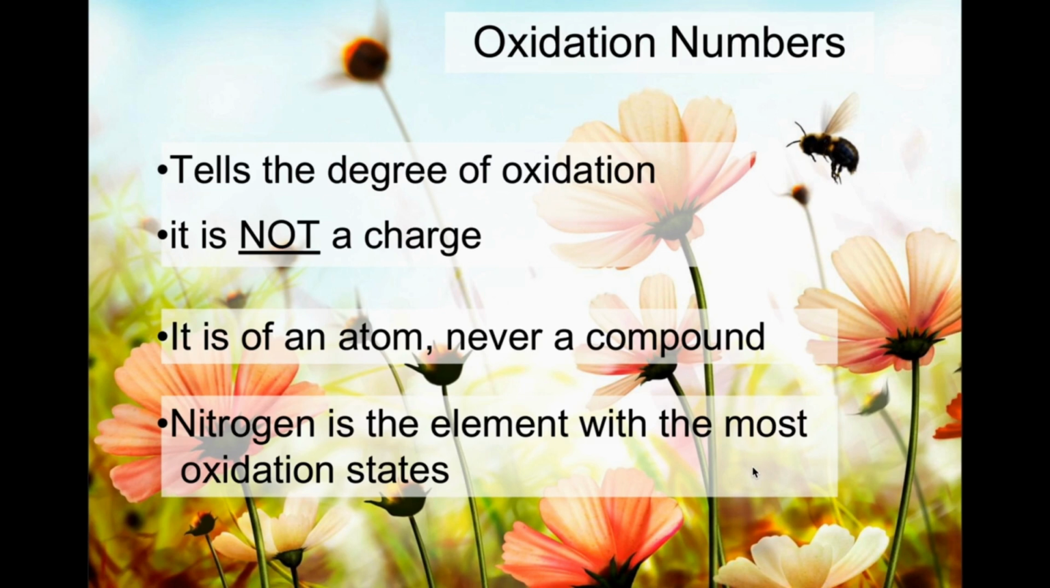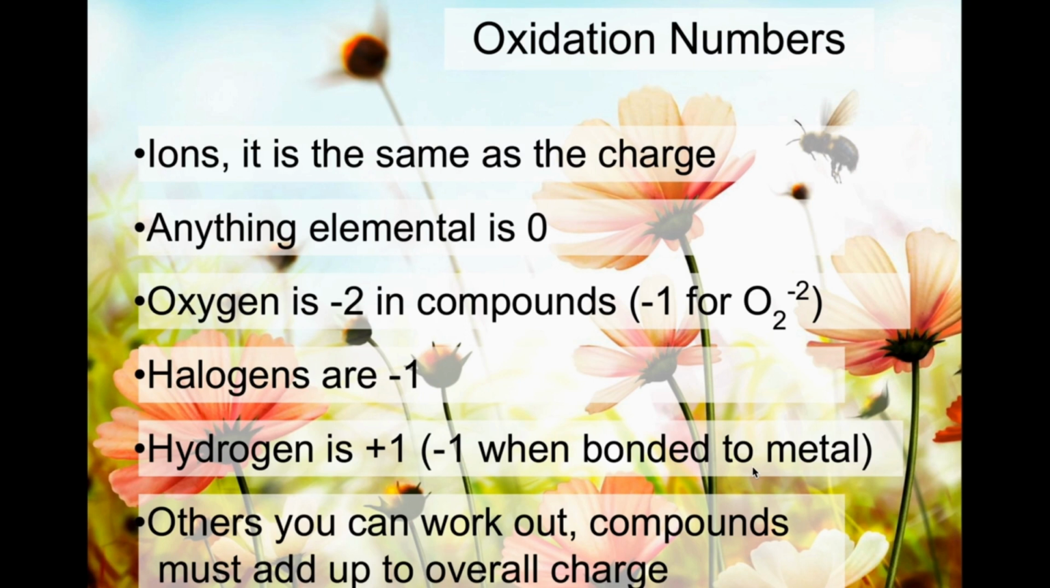So oxidation numbers tell the degree of oxidation. It's not like an atom's charge, and oxidation numbers are just for an atom, not a compound as a whole. Each atom has an oxidation number. For ions, it's the same as the charge. So for example, if I have Ca minus or something, a calcium ion, it'll be a -1. If it's elemental, like just Ca, and it's not an ion, then it's 0. Or just H, for example, that'll be 0.